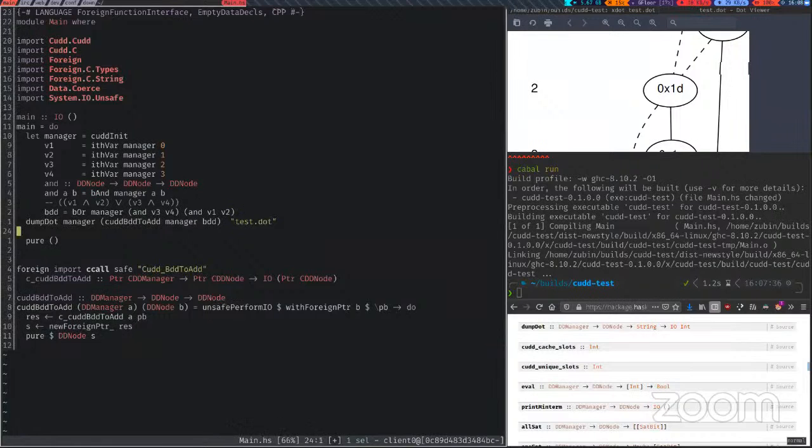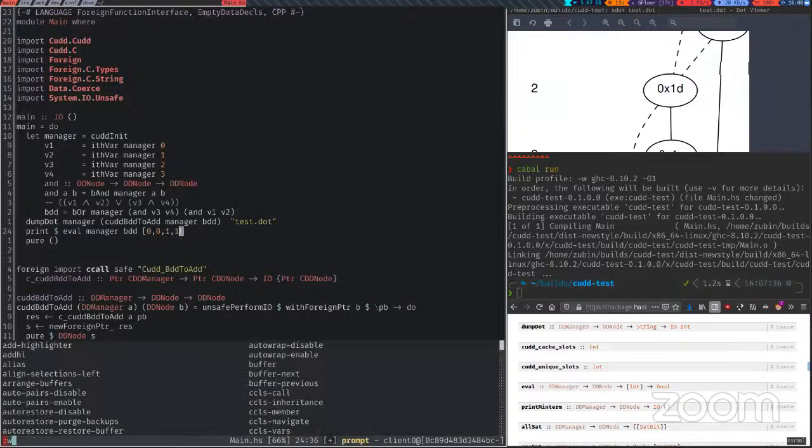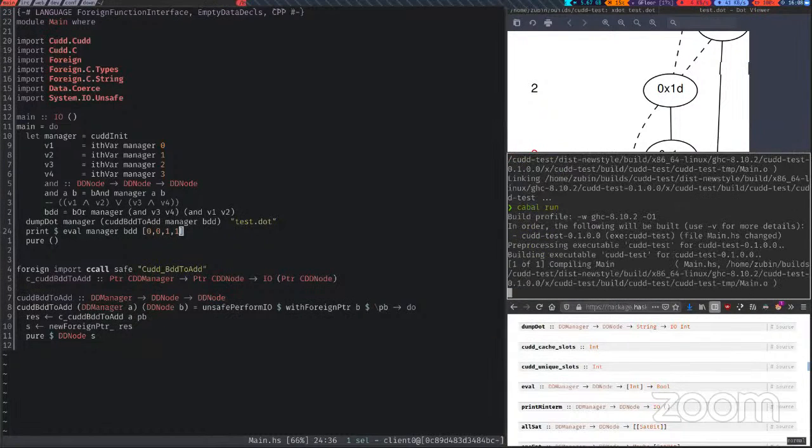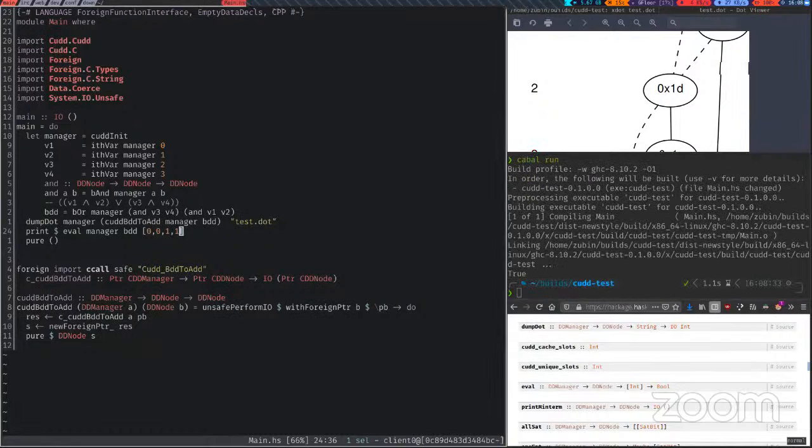One thing we can do is evaluate it given certain variables. So we can print out the result of evaluating this BDD with the valuation 0, 0, 1, 1. So this should give us false, right? No, sorry, this should give us true, because if we set V2 and V3 to true, then the entire thing becomes true.